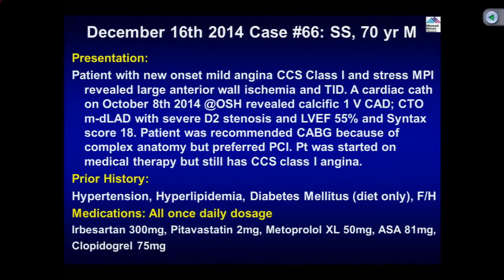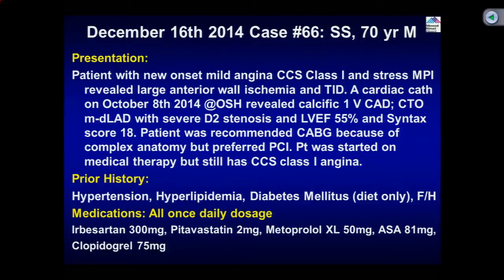Now this is a 70-year-old patient. This is our case number 66. The patient had mild angina a few months ago, has a history of diabetes, hypertension, hyperlipidemia, and just mild symptoms. That led to a stress test with MPI, which showed a large anterior wall ischemia with cavity dilatation. That led to a cardiac cath, which we are going to show: a very calcific mid to distal LAD total occlusion, significant second diagonal disease, and near normal LV function, and other vessels are kind of non-obstructive.